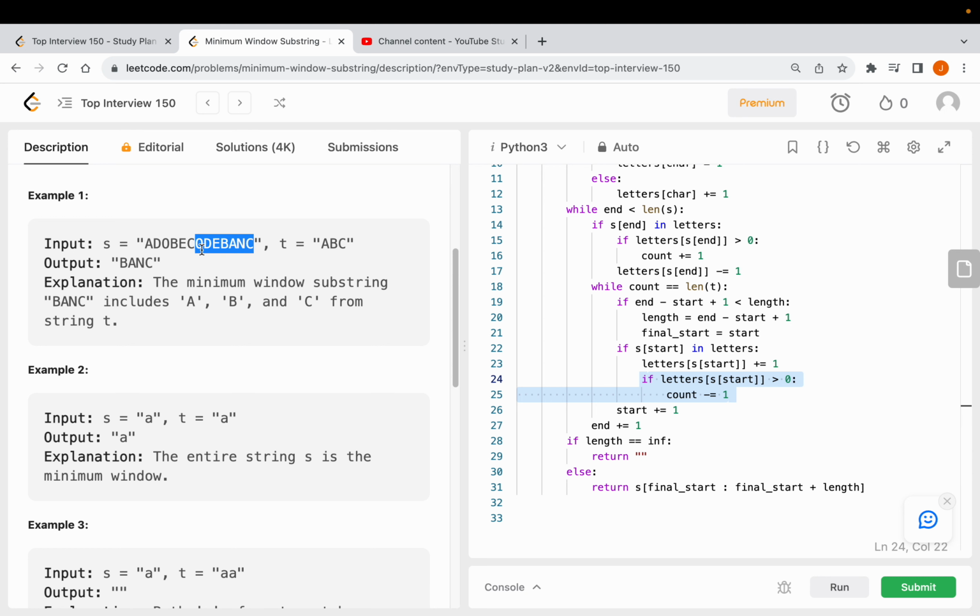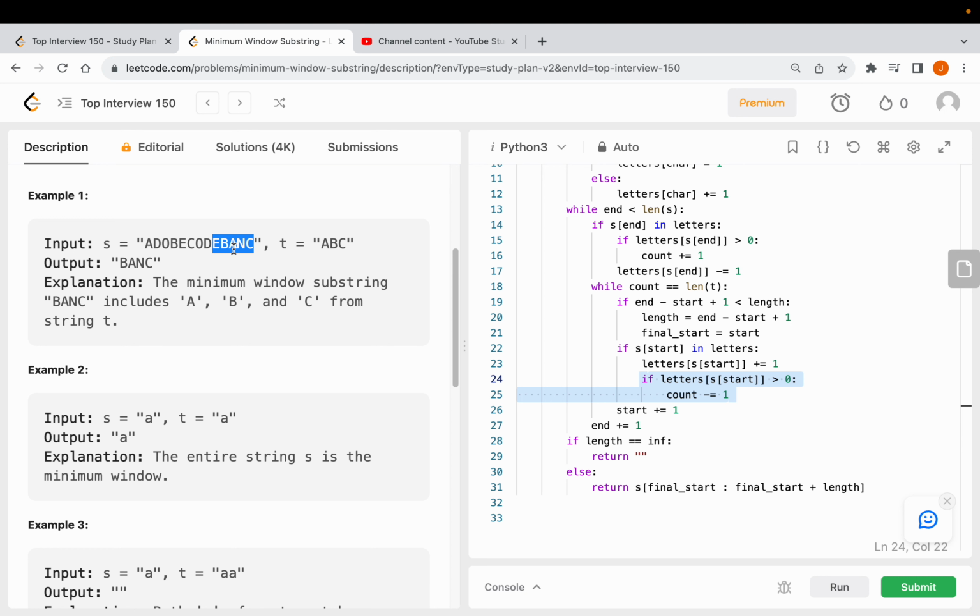Now S start, is that in letters? No. So then start plus 1. Next is D. This is still the same length as the previous, 6, so it's not going to go in here. Now S start, is that in letters? No. So next round again.